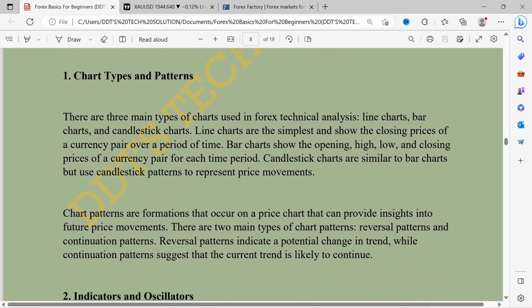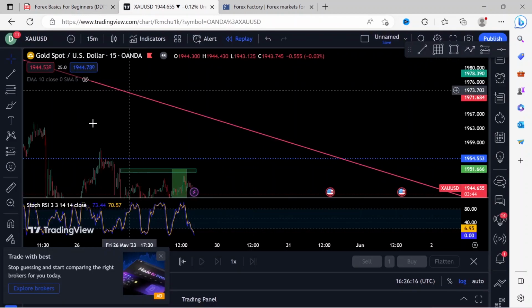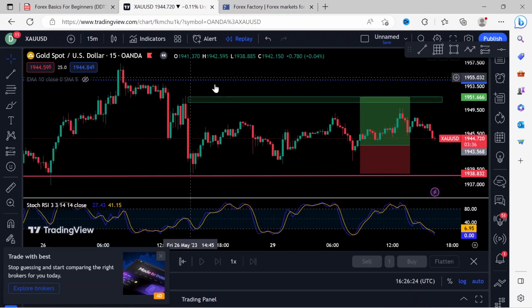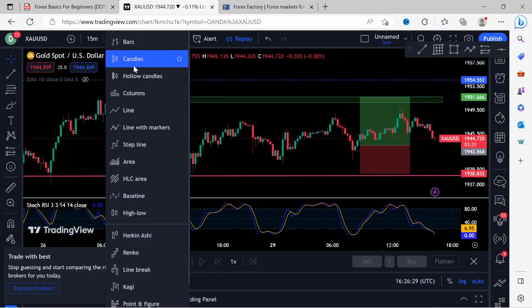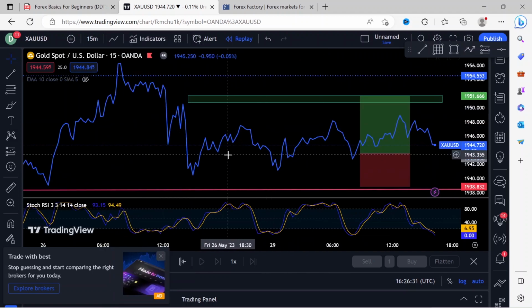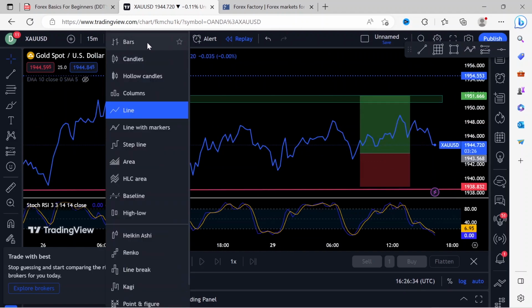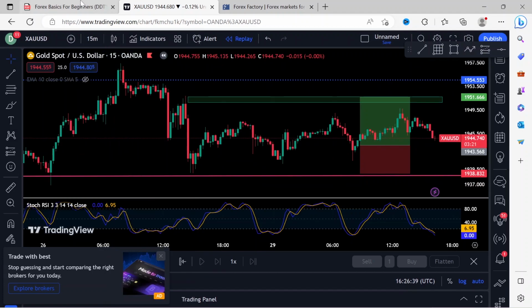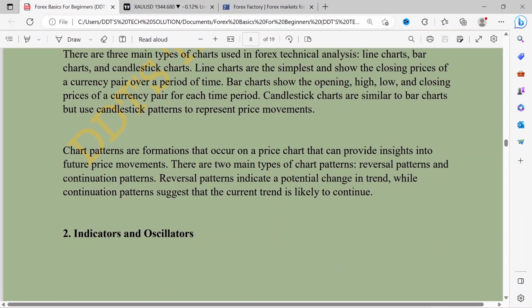Okay, so what are some chart types and chart patterns? We could have the line chart, the bar chart, and the candle chart. So what you see right here, this is a candlestick chart pattern. We could also have the line chart pattern, and then we could also have the bar chart pattern. So these are some of the chart patterns we have, and others as well.